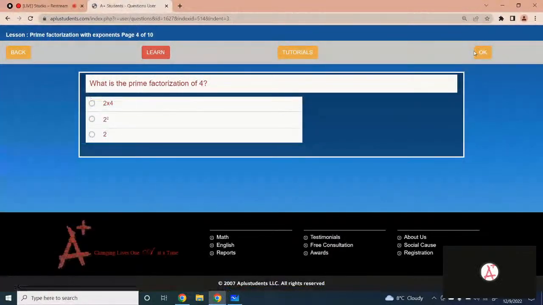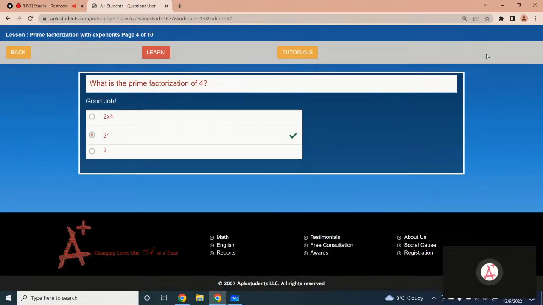Okay, again you have to write the prime factorization of 4. We just did this question on the board. So which is the correct option? 1, 2 or 3? The prime factorization of 4 is 2 square or 2 times 2. Got it? We've just done this right before this question on the board, isn't it?